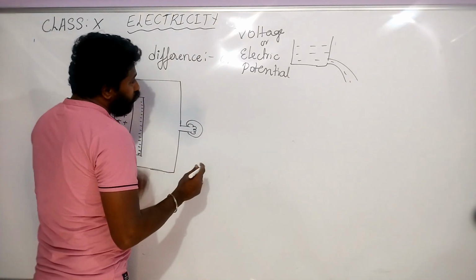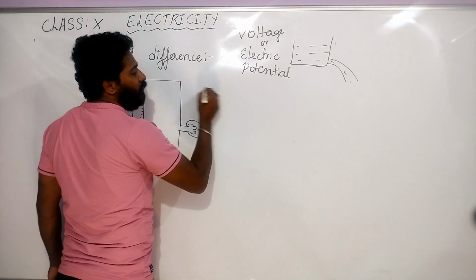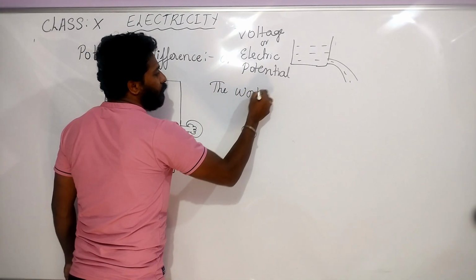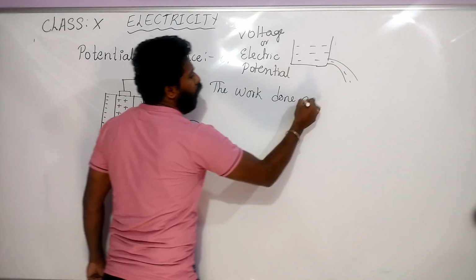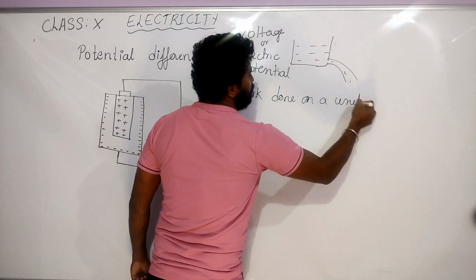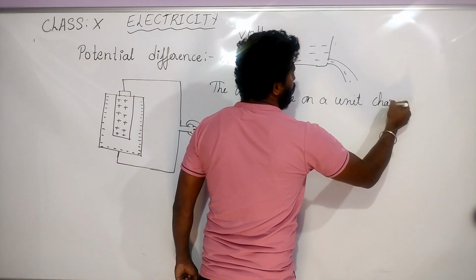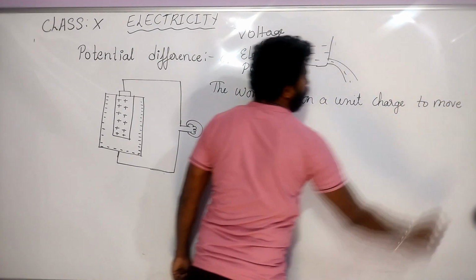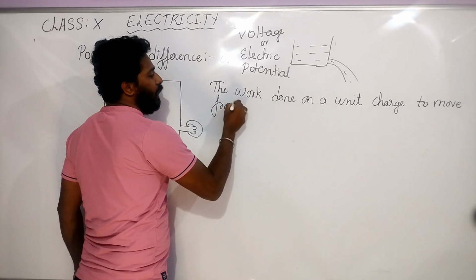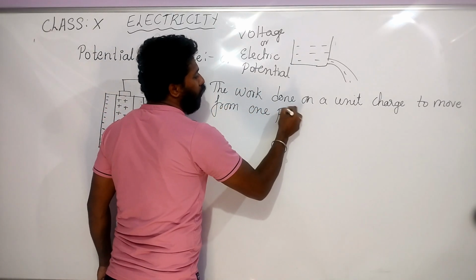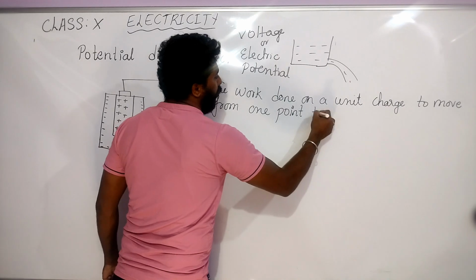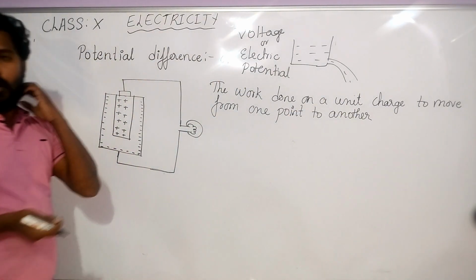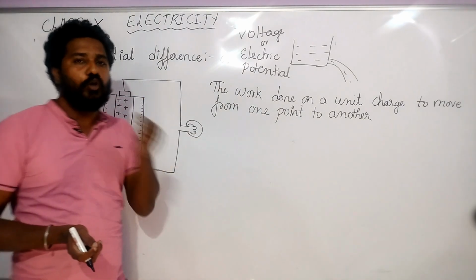For that, let us go to the basic definition of potential difference, children. So what is potential difference? The work done on a unit charge to move from one point to another. So, work done on a unit charge.